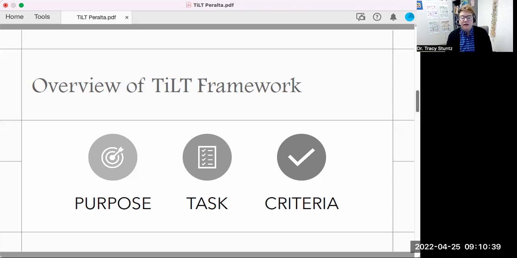So I'll share a resource site at the end where you can dig through the research on your own. Talking about the three components of the TILT framework, starting with purpose.